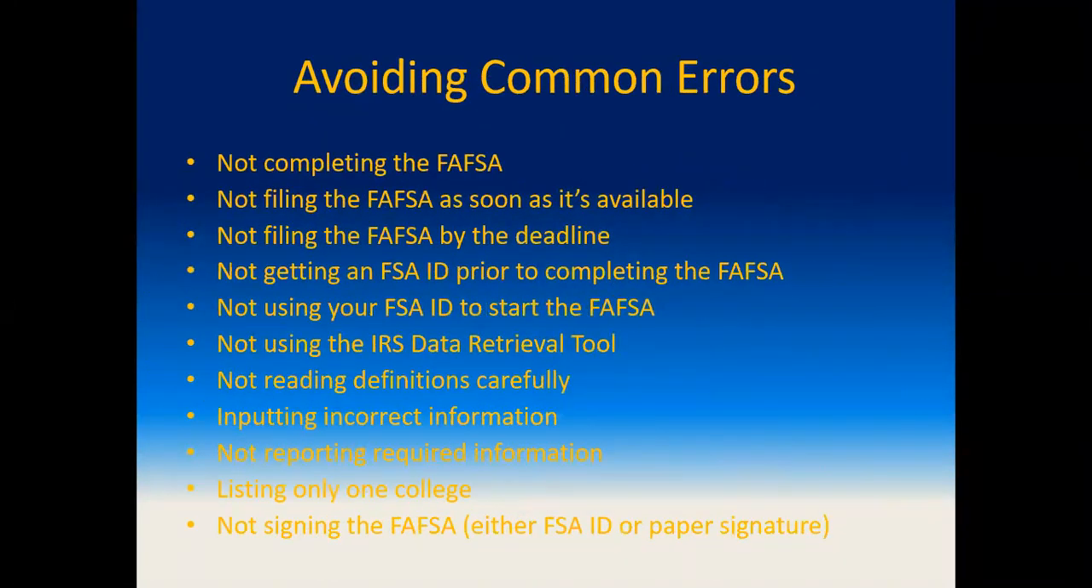You'll want to avoid some common errors. One is not completing the FAFSA. Many students think that they've done it one year, they don't have to do it again. They have to do it each and every year. Another common error is not filing the FAFSA as soon as it's available. It's available now. And even though August of 2021 is a long time away, it'll be here before we know it.